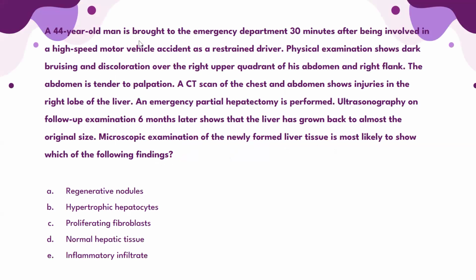So a 44-year-old man is brought to the emergency department 30 minutes after being involved in a high-speed motor vehicle accident as a restrained driver. Physical examination shows dark bruising and discoloration over the right upper quadrant of his abdomen and right flank. The abdomen is tender to palpation. A CT scan of the chest and abdomen shows injuries in the right lobe of the liver.